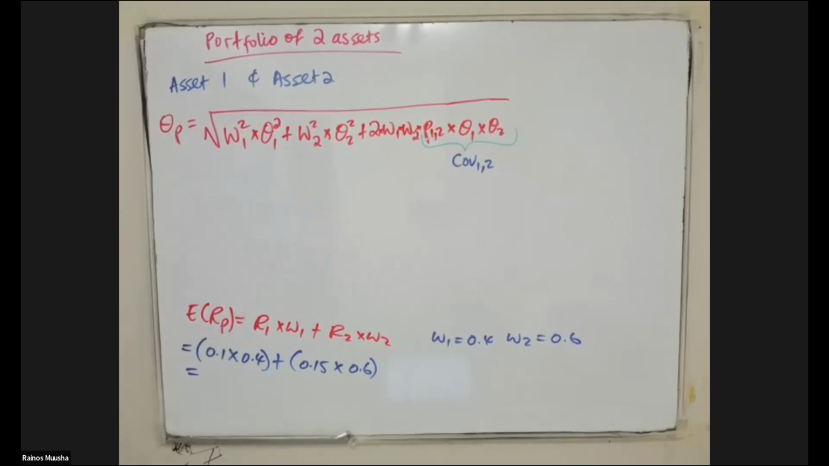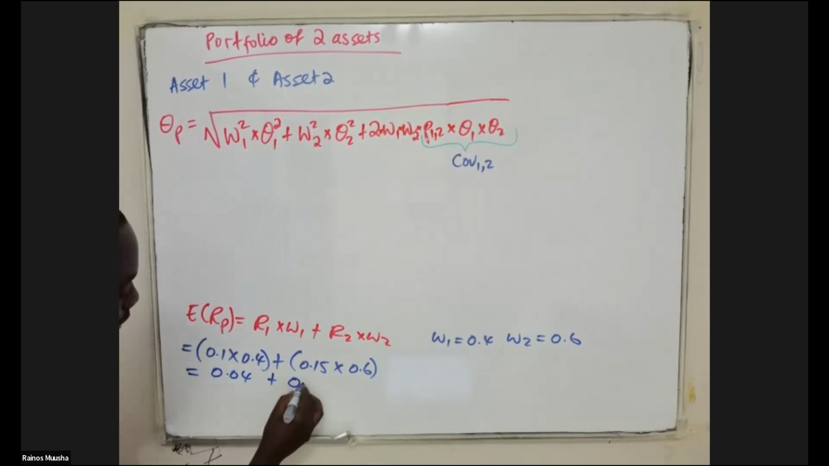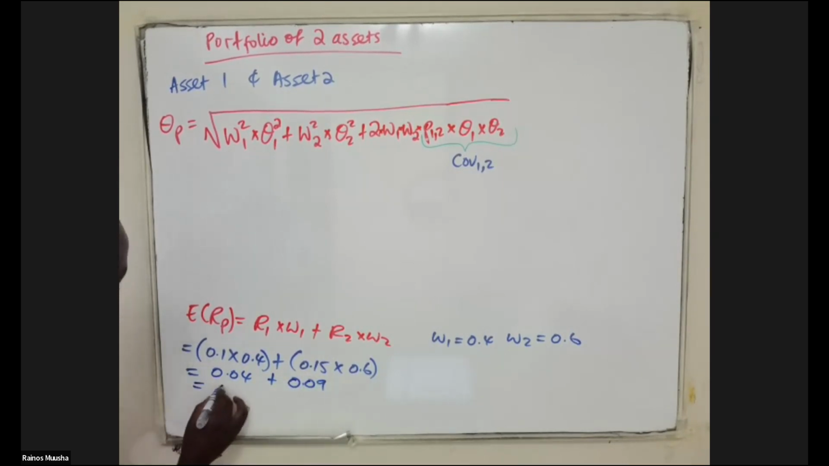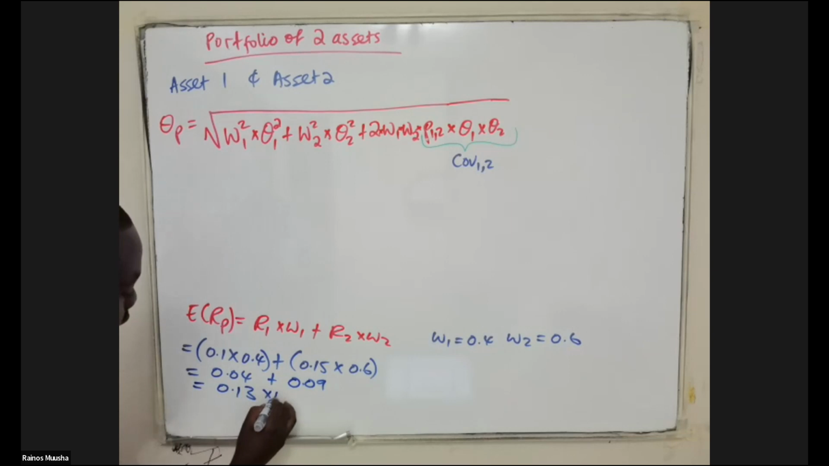Remember here, you must be able to get 0.04, and here you must be able to get 0.09. So this will give you 0.13, and if you multiply that by 100, you get the expected return of the portfolio being equal to 13%, which is exactly what they have there if you look at that table. Are we on the same page? Any questions?